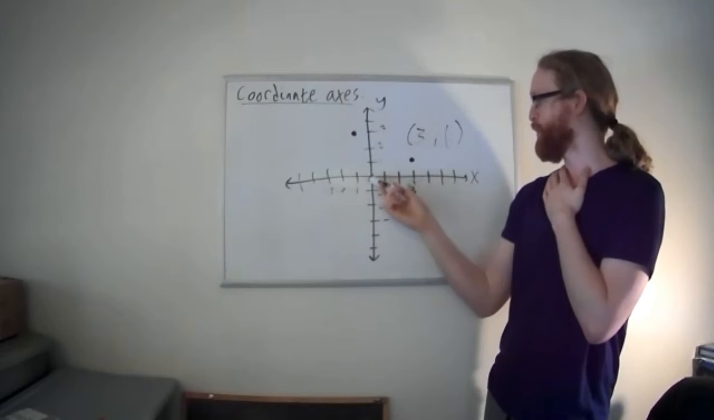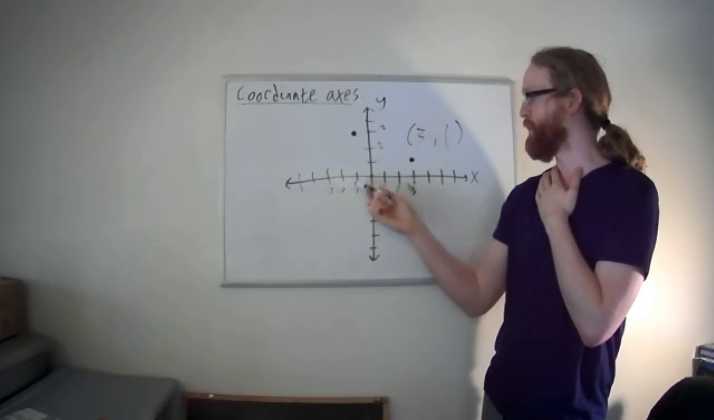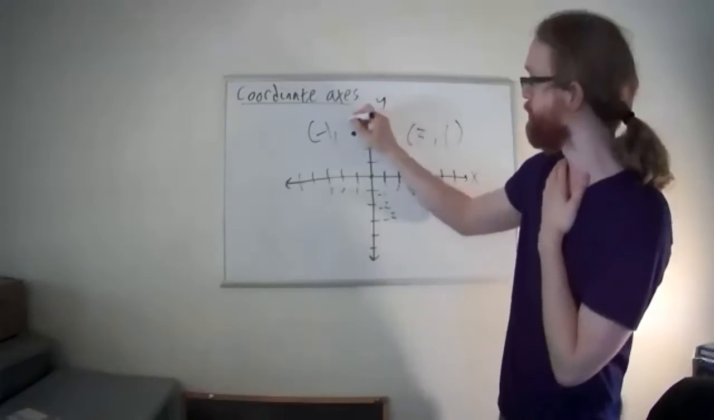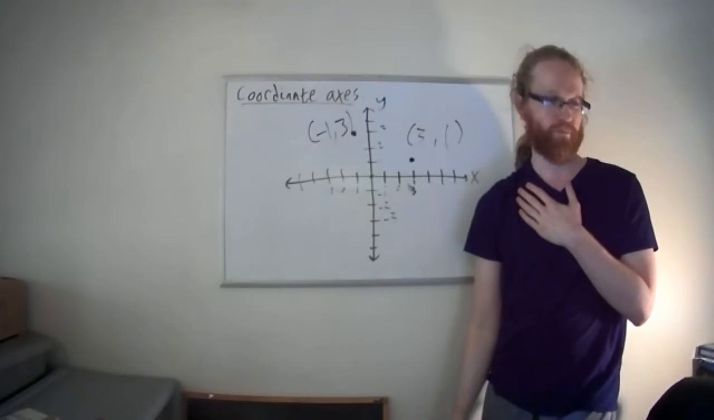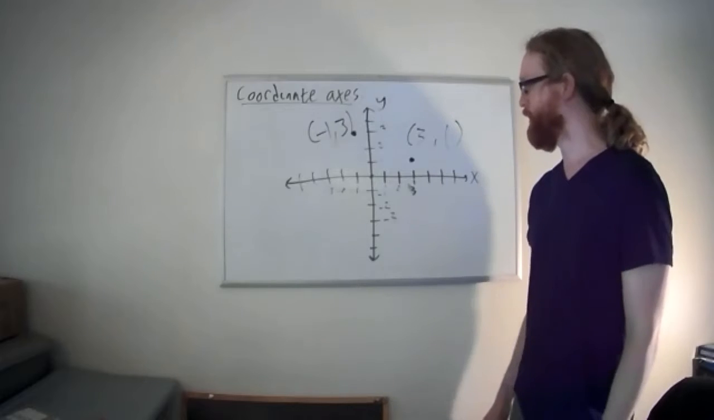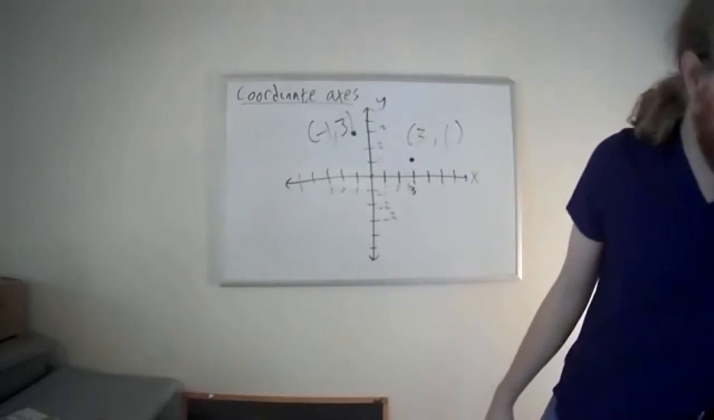So if I go to this point over here, starting from the middle, I went to the left 1 on the x-axis. So I went to -1 on the x-axis. And then I went up to 3 on the y-axis. So the coordinates would be -1, 3. Okay. So this is our coordinate plane. This is how we graph points using coordinates on the coordinate plane.